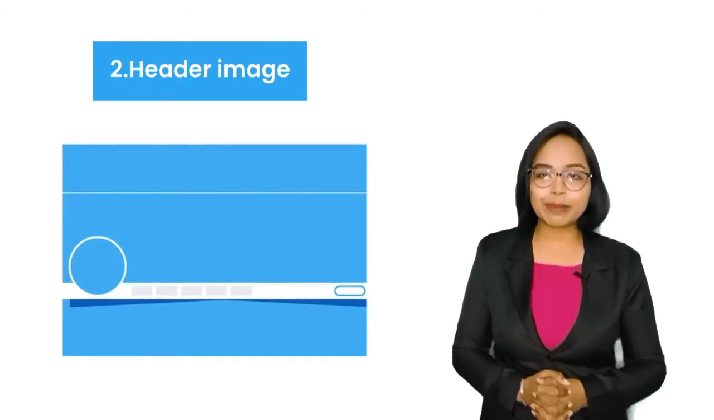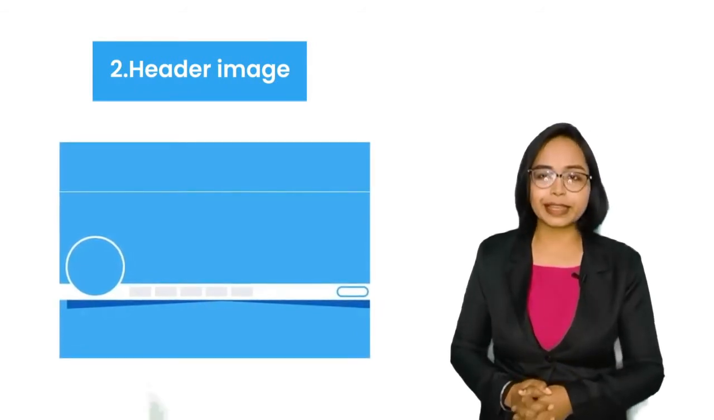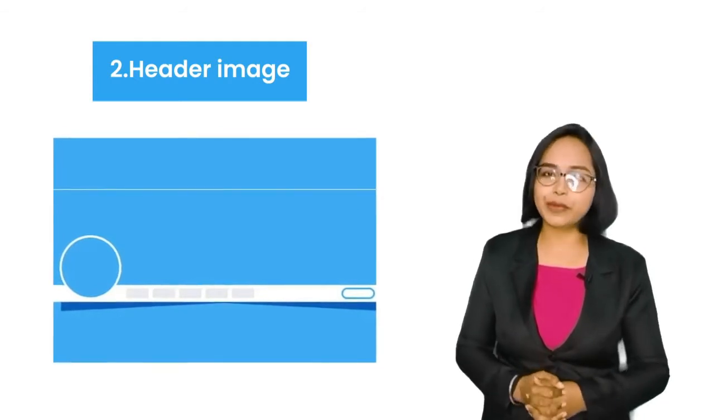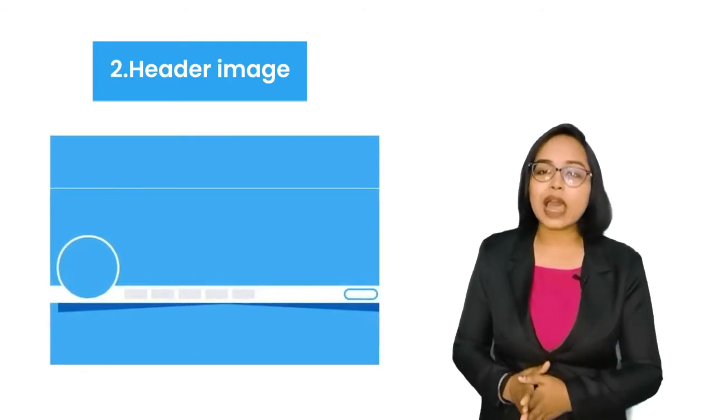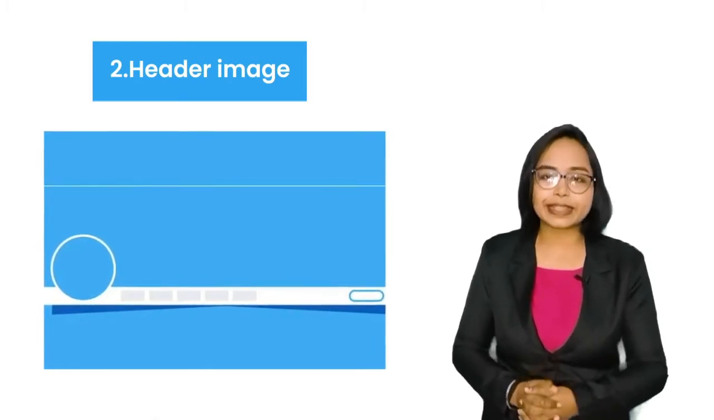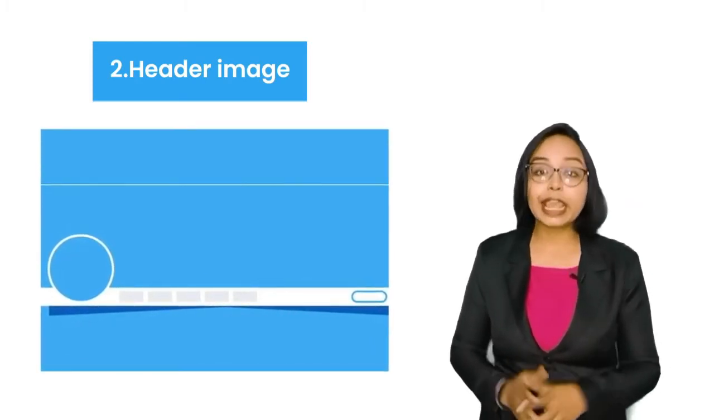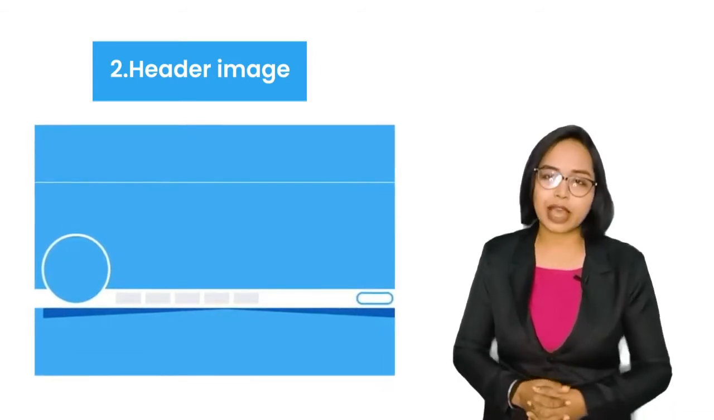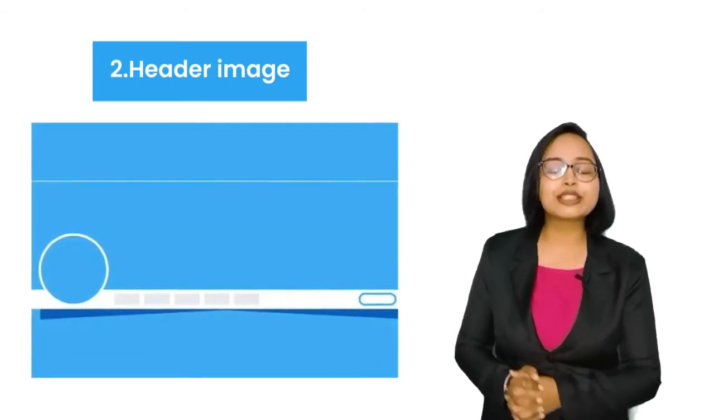Number 2. Header image. Images always play an important role in marketing. They can change the feel of your page and convey a lot about your brand. Images generally attract more attention than plain text. That is why you can include relevant text in your header images. Include text such as your brand's tagline or any catchy line about the company. So let your header image do the magic.